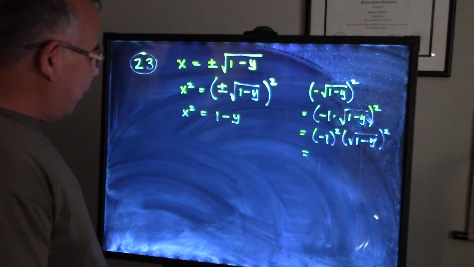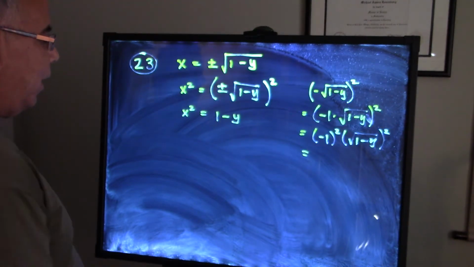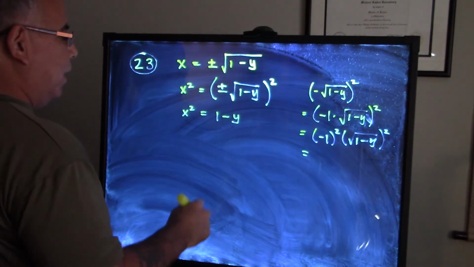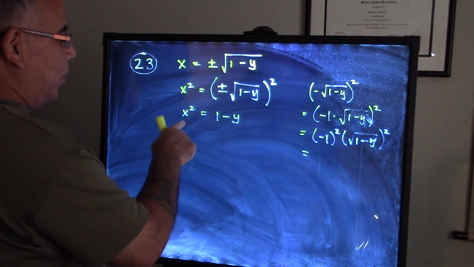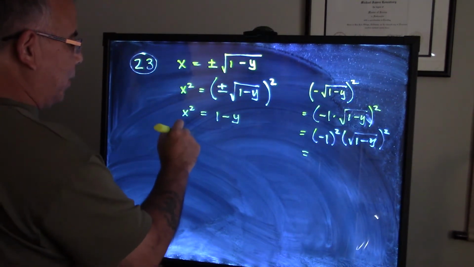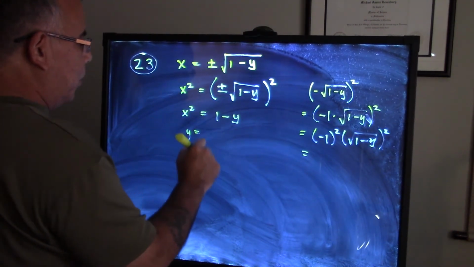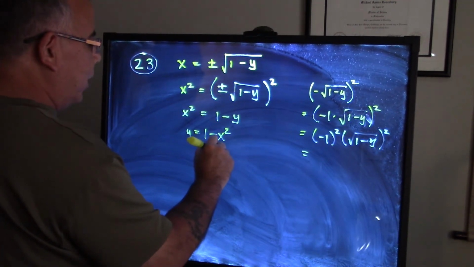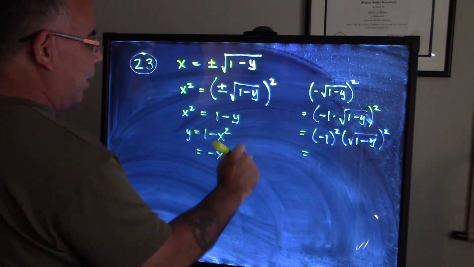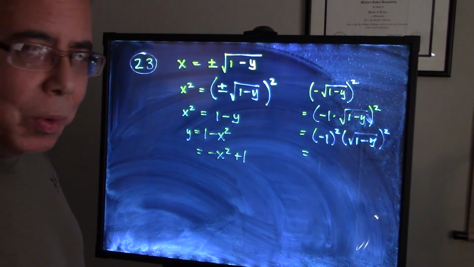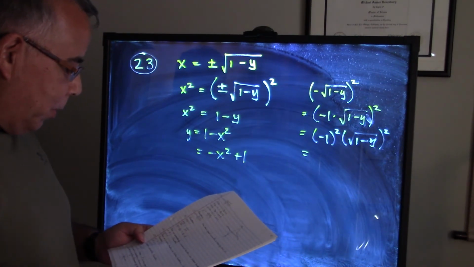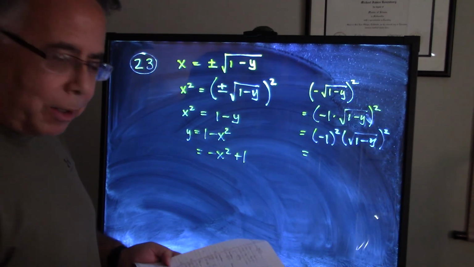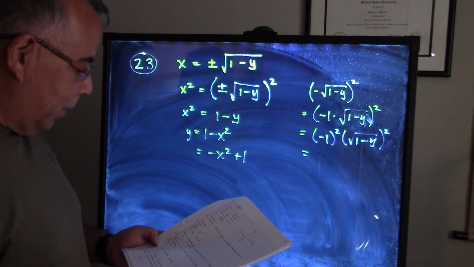Alright, so we've got x squared equals 1 minus y, and you can move the y over to this side and the x squared over to that side. In other words, you add y to both sides and subtract x squared from both sides. So you get y equals 1 minus x squared, or negative x squared plus 1 if you prefer. That would be the more conventional way of writing that. And so here we are with our familiar quadratic function, which is a parabola again. Alright, so that is a function.